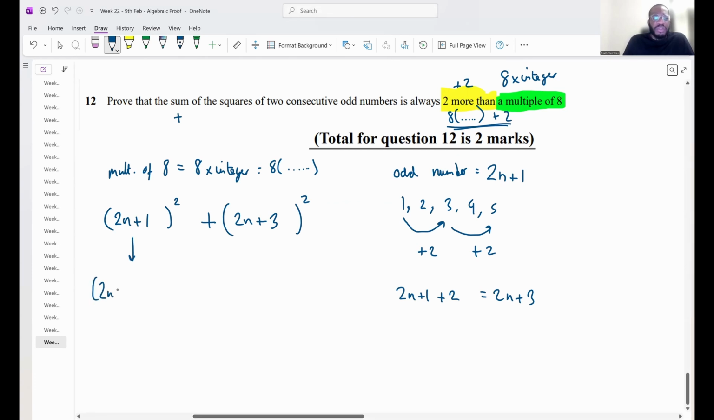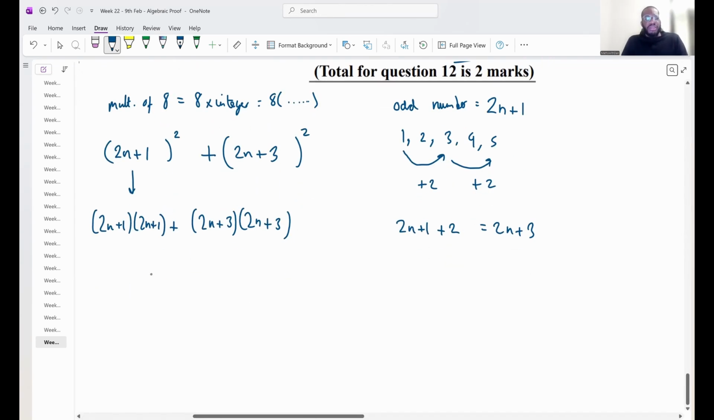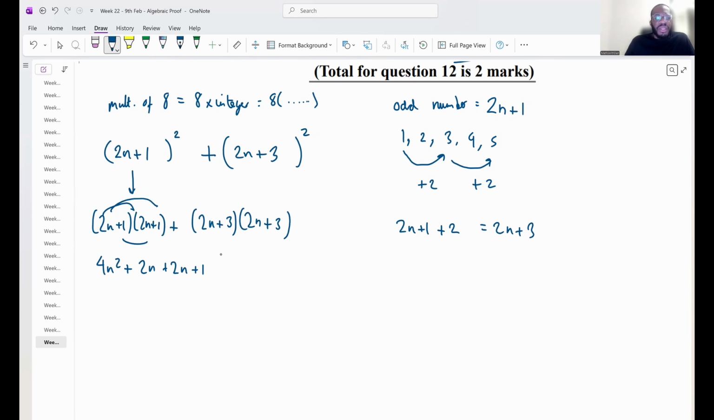So that one's going to be (2n plus 1)(2n plus 1), plus (2n plus 3)(2n plus 3). There's no need for an extra bracket because I'm not subtracting it. Now doing that, that's 2n times 2n, which is 4n squared, plus 2n, plus another 2n, plus 1. And then this one is 4n squared plus 6n plus another 6n and then three threes are 9. Is everybody happy with this so far?